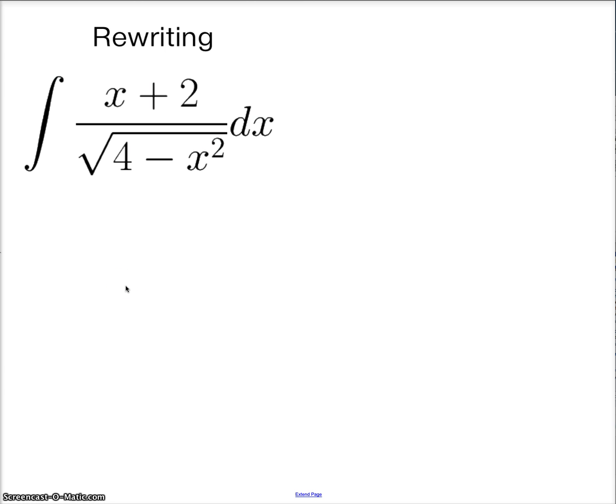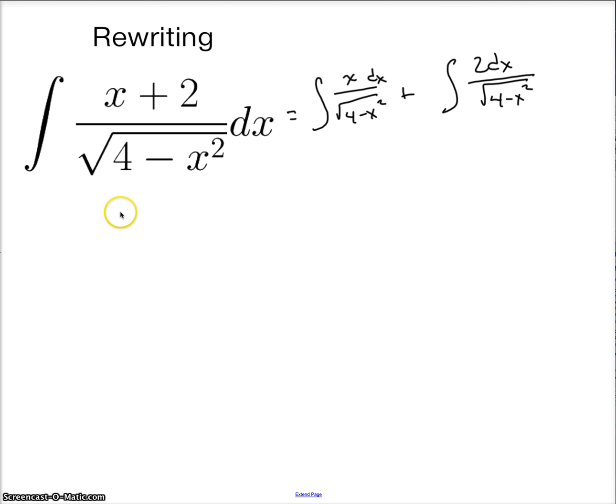All right, sometimes you just need to rewrite. All right, this one doesn't have any nice form, but what if I write it like this? What if I write it as the integral of x over the square root of 4 minus x squared dx plus the integral of 2 dx divided by the square root of 4 minus x squared. When you do this, now you're in a situation where you can just do them separately. So let me look at the integral of x dx over the square root of 4 minus x squared.